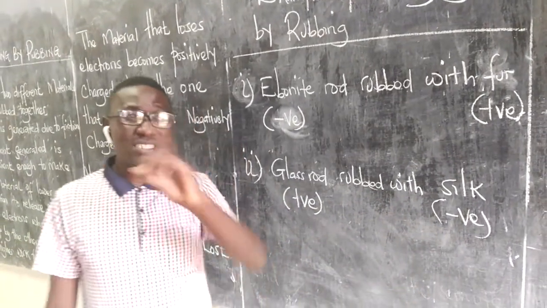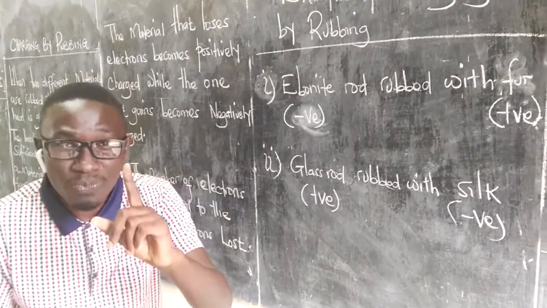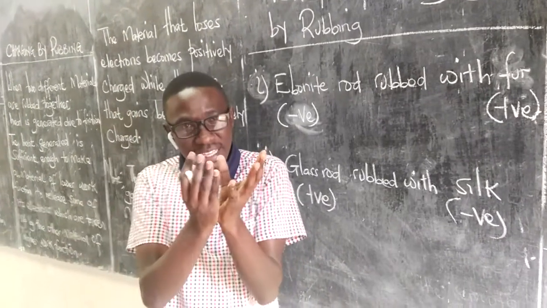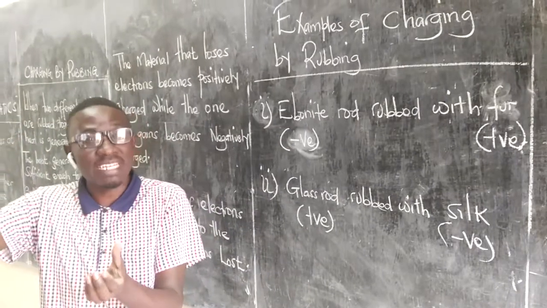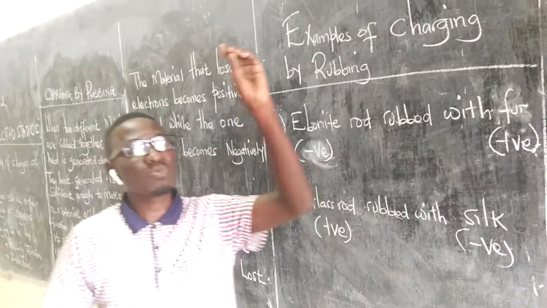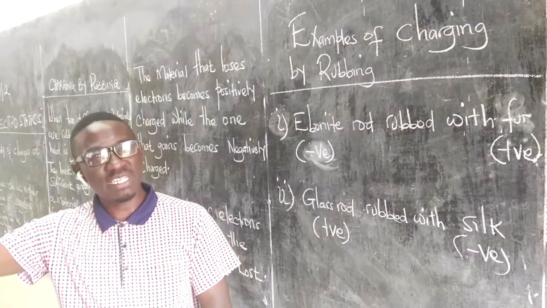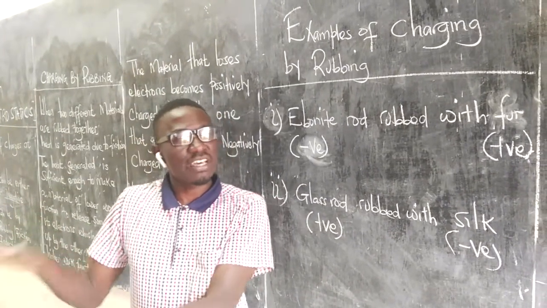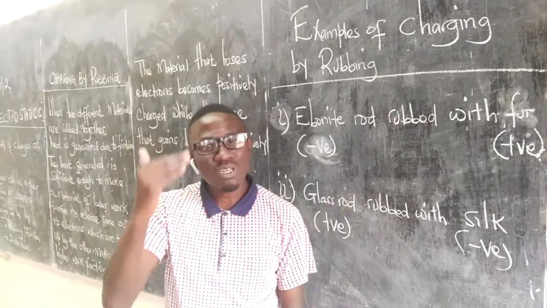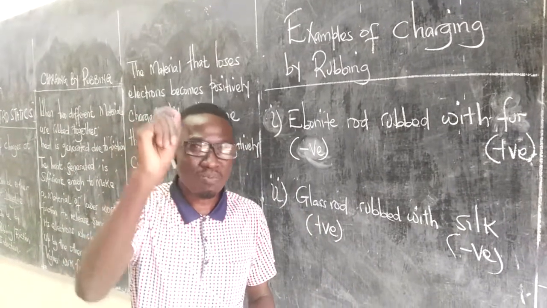So therefore, members, it is very, very important to know these scenarios and how charging by rubbing is possible. So now we are going to look at how a charged body can attract a neutral body. Remember I told you that a neutral body is that body that has both positive and negative charges. Then a positively charged body is that one which has only positive charges. A negatively charged body is that one which only has negative charges. So therefore we want to see how a charged body can attract a neutral body. Watch.